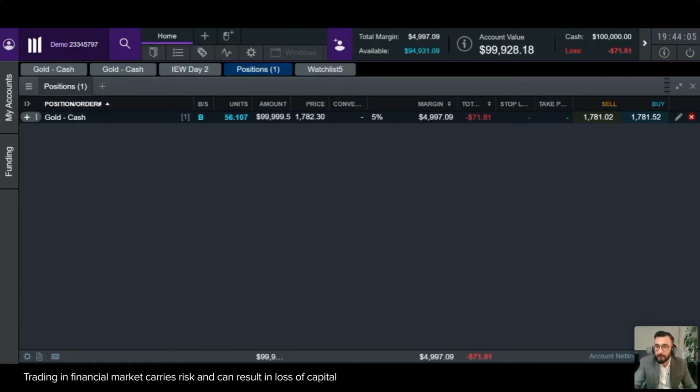If gold goes up to 1797, do I have a profit or I have a loss? If I have a profit, how much is my profit? If I have a loss, how much is my loss? If gold price goes to 1797 and I have 56 ounces, what is my total profit or loss?